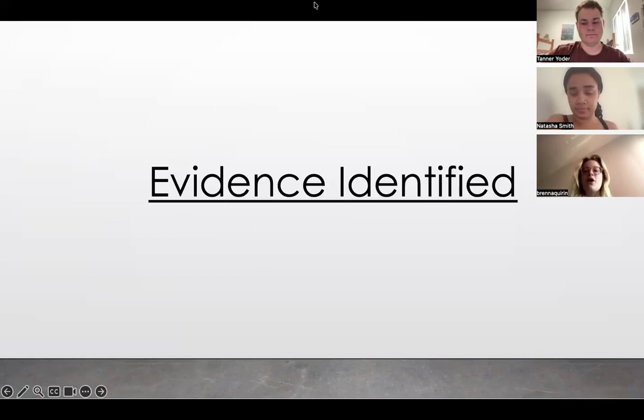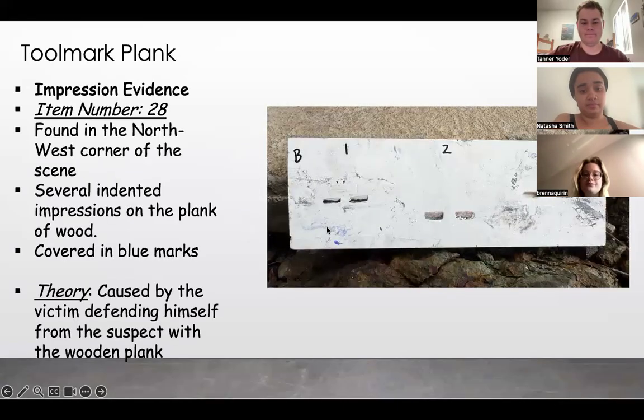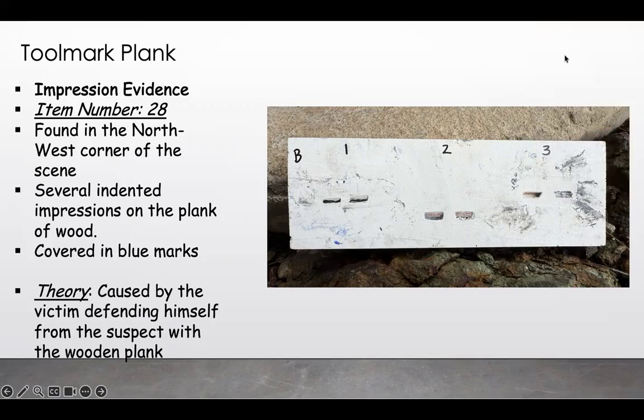Okay, now we're going to talk about all the evidence that we identified. Okay, so first we found a tool mark plank. It was a plank of wood that was found with 6 tool mark impressions. This is considered impression evidence as it left a depth and a molded shape onto its wooden surface. The wood was leaning against the base of the pillar in the southwest corner. There were some gray and blue smudges included as well.